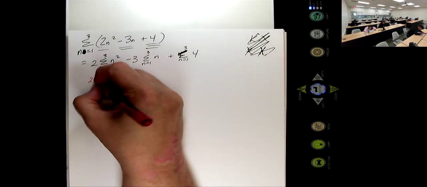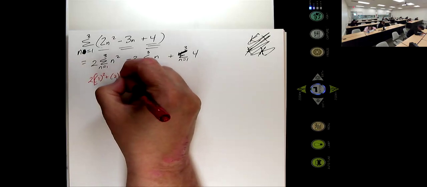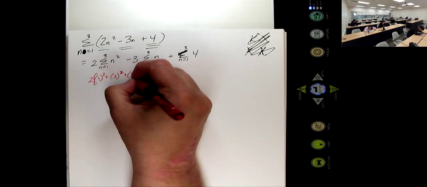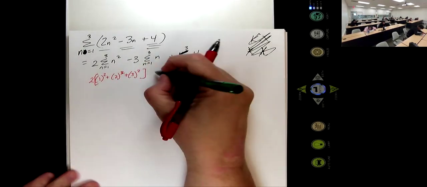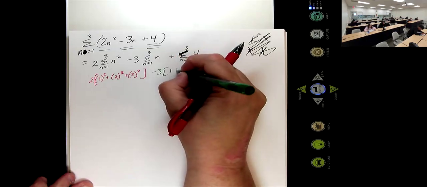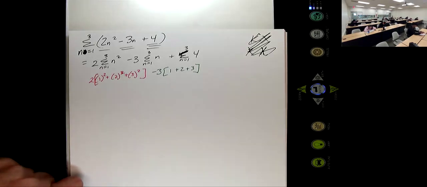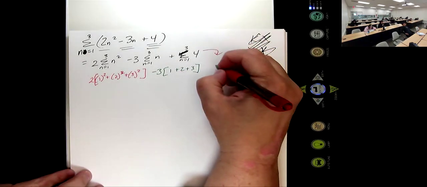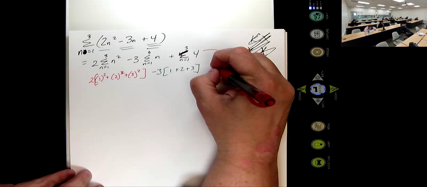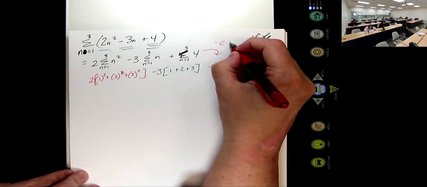This is 2 times 1 squared plus 2 squared plus 3 squared, minus 3 times 1 plus 2 plus 3, and we had the formula for that already. This was plus 4 times 3. This was C times n.